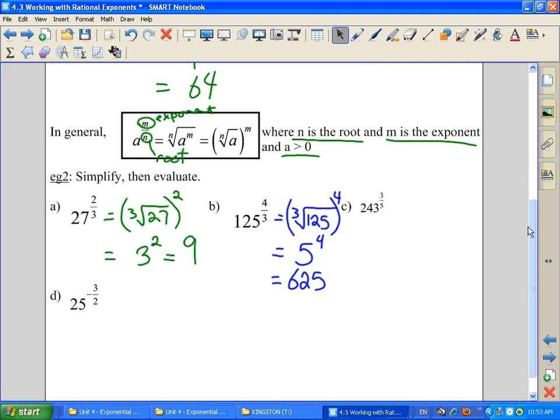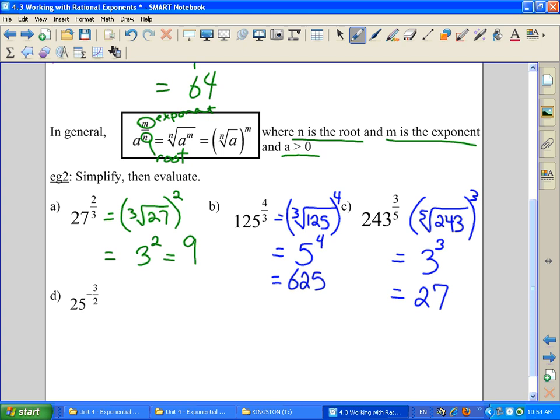All right, next one. The 5th root, we have a root of 5. So that becomes the 5th root of 243, but that's all raised to the power of 3. Okay, so the 5th root of 243 is 3. Again, use your calculator to help you figure that out. 3 cubed is 27.